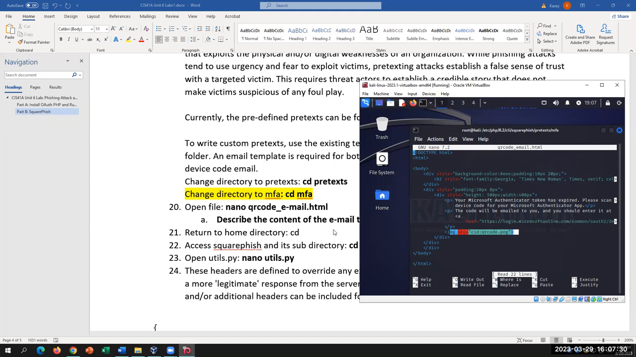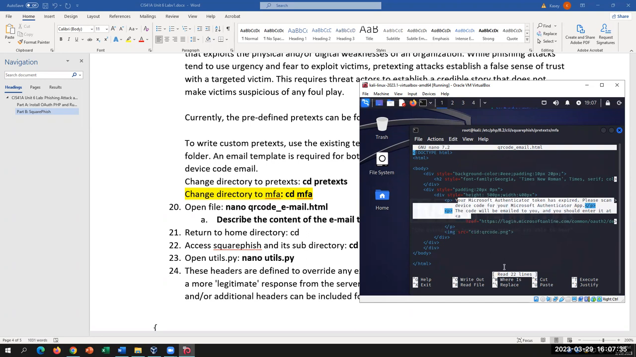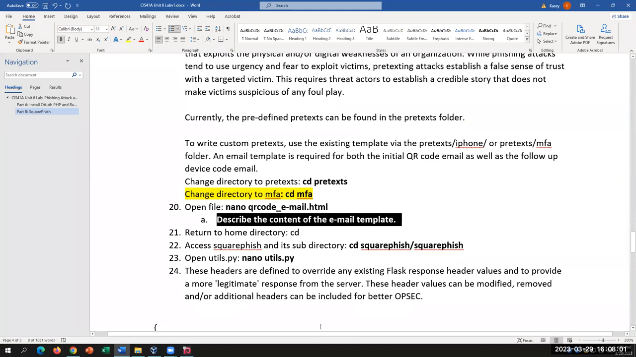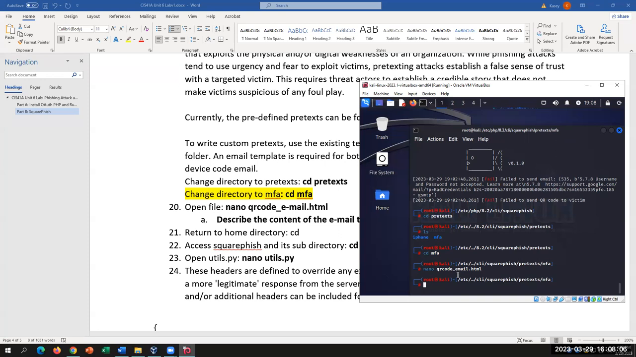When you look at the content of the email, it has a believable message that the authenticator token is broken and they need to resupply their credential. It has an image of your QR code and some background color. It's very believable, and that's what you want. So they give you this template, okay? Basically, I want you to take a look at the template, and then if you exit it, if you're interested, you can go back.